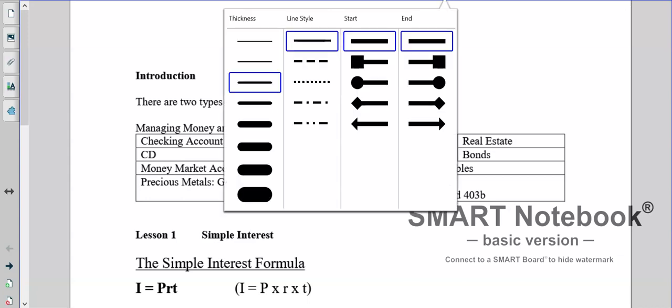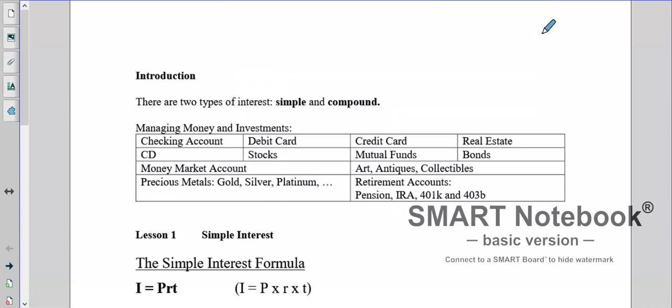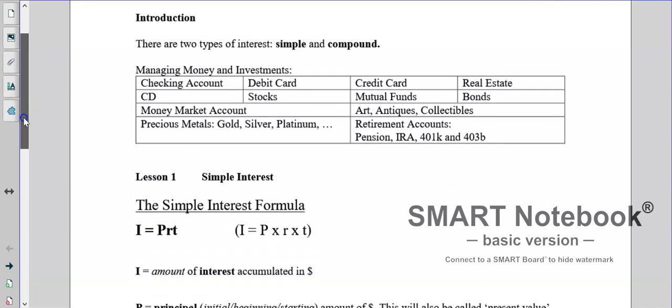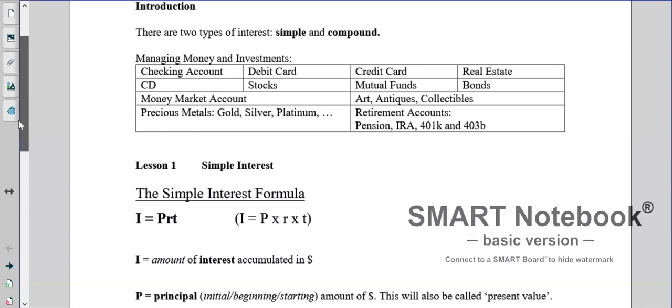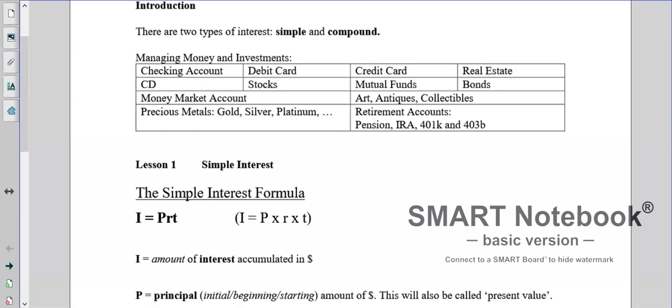Okay, so we have a very basic unit here on simple basic finance information. First off, there's two kinds of interest: simple and compound. Simple interest is what it sounds like. It's a very simple formula, a simple calculation. Compound is more complicated.